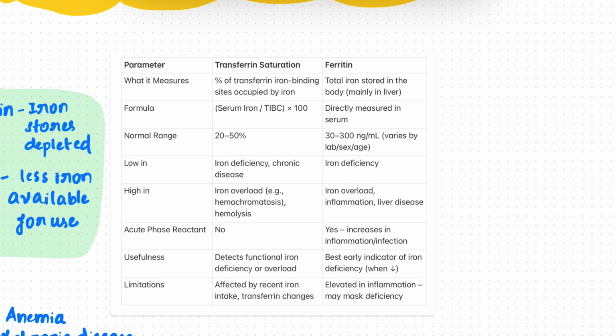So what we have to remember is, it is a percentage of iron bound to the iron binding sites of the transferrin. Whenever there is more iron, it is more. Whenever there is less iron, it is less. So it is nothing but the binding of the iron, and it changes with recent iron intake. It is not an acute phase reactant.